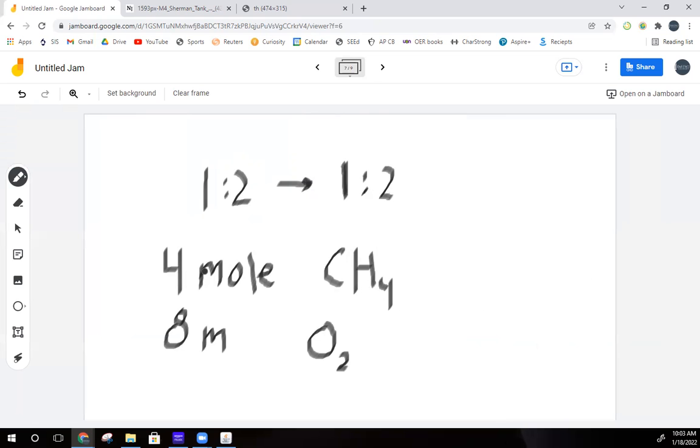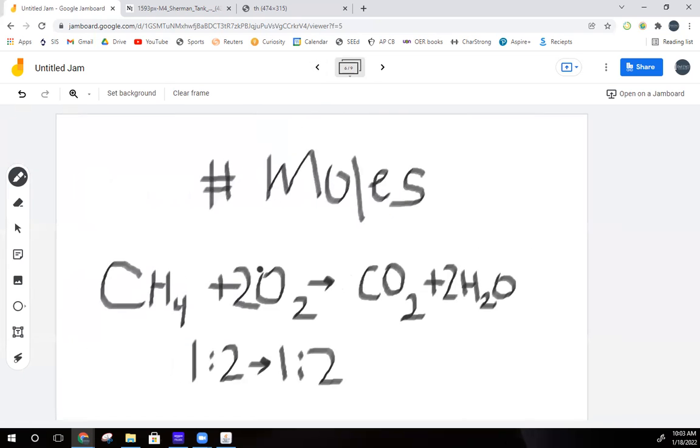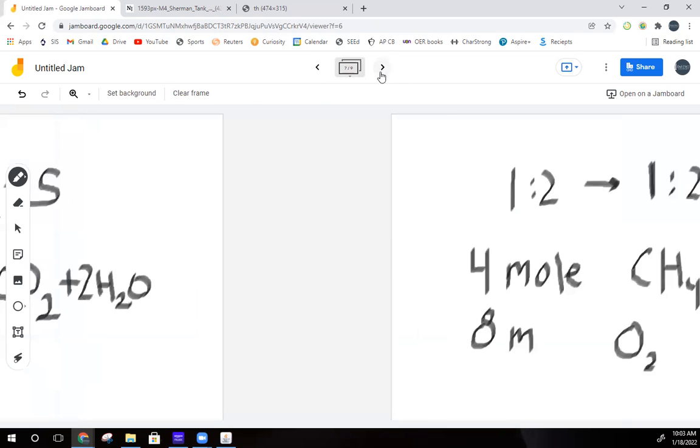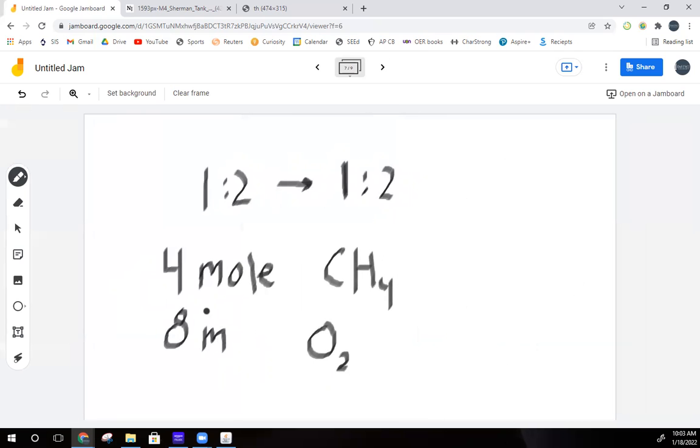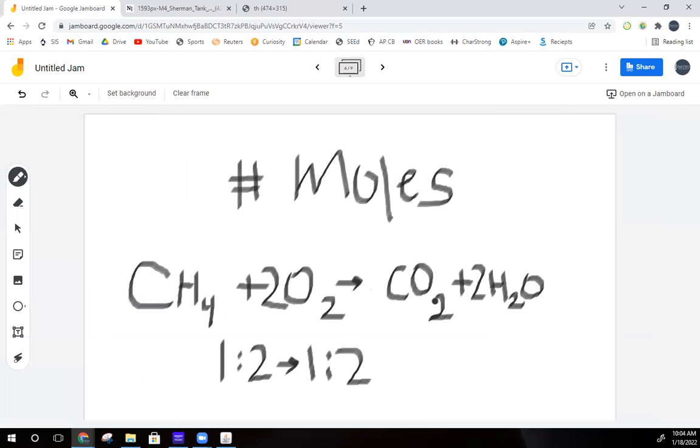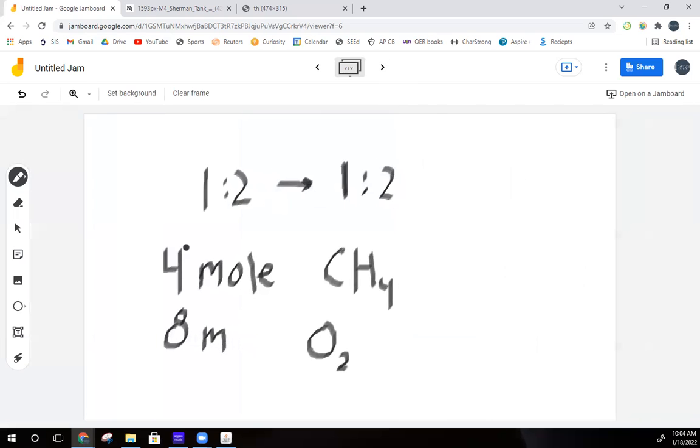So if we have 4 moles of CH4, that means that we need 8 moles of oxygen, right? And how many moles of the carbon dioxide are we going to get? Well, 4 moles of this. The ratio between these two is just 1 to 1. So 4 moles of CH4 will make 4 moles of CO2.